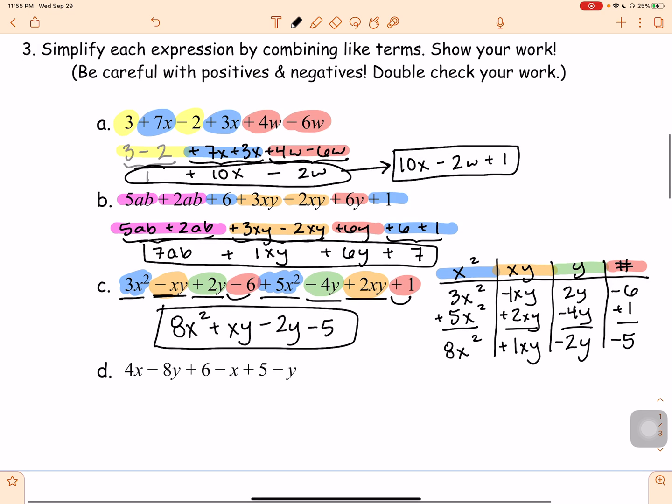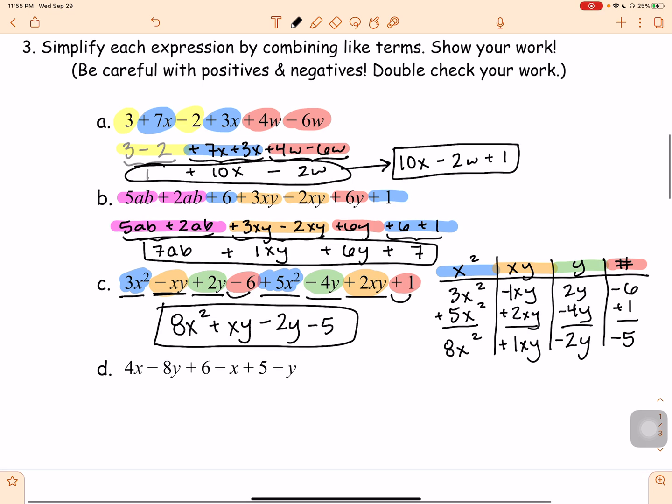So D, please make sure you're trying these on your own first. You can use whatever method you want as long as you know how to do it, right?